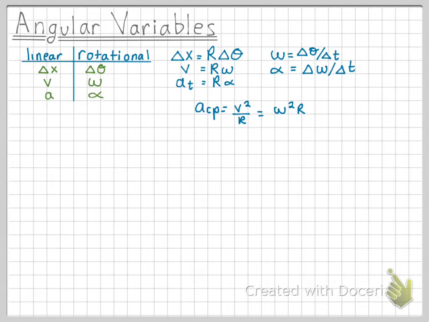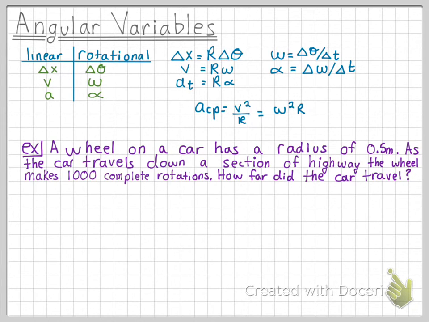So next we're going to walk through a few problems with our new variables and equations, which I placed here in a condensed format. So this is our first question. A wheel in a car has a radius of 0.5 meters. As the car travels down a section of highway, the wheel makes 1,000 complete rotations. How far did the car travel?